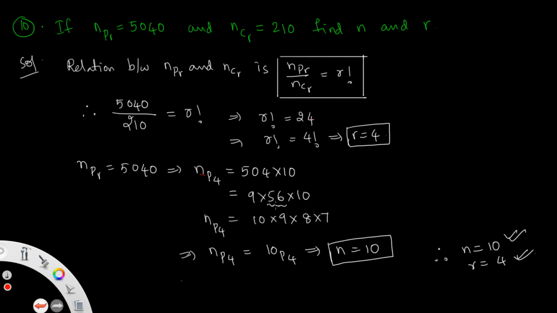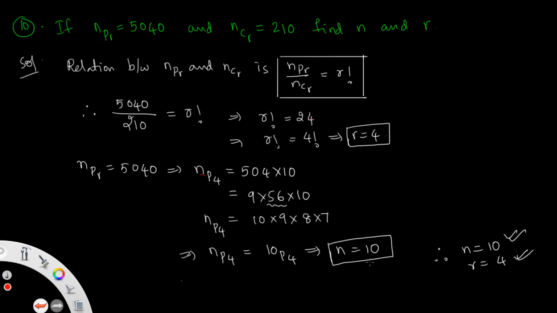So that is 504 into 10. Then factorize the terms with 9 into 56. Just 10 is there now, and I am checking if possible by 9. Then you get 9 into 56. Why? Because continuation of the terms you have to write. So that is 10 into 9 into 56, and 56 can be 8 into 7. Then with product of the continuous numbers, starting with 10, writing up to 4 terms, that is 10P4. Then you get n equals 10 and r equals 4. This is the question number 10.